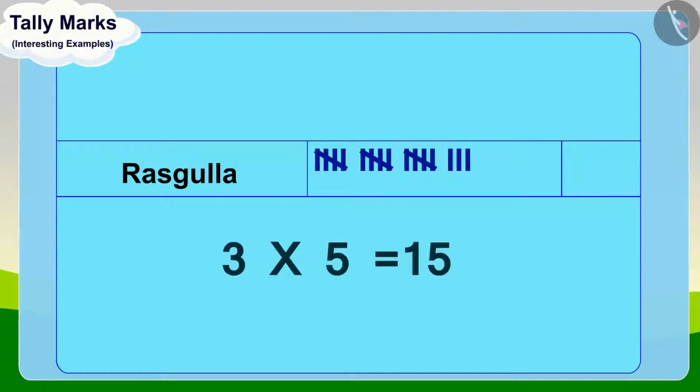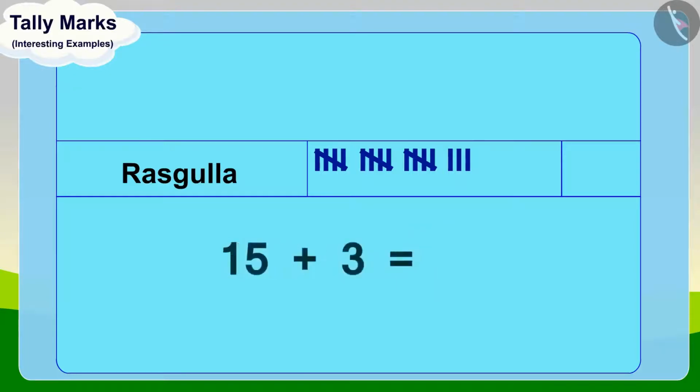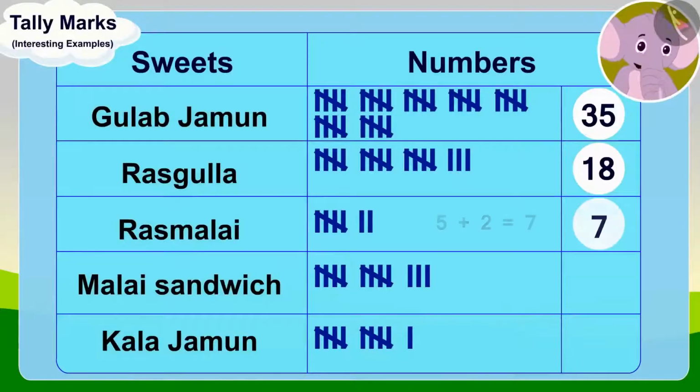Now, we will count the remaining tally marks. How many tally marks are left here? 3. Now, in the end, if we add these 3 remaining tally marks to 15 tally marks, then what is the total? 18. Appu sold a total of 18 rasgullas. Appu found the total number of the remaining sweets and completed the table.